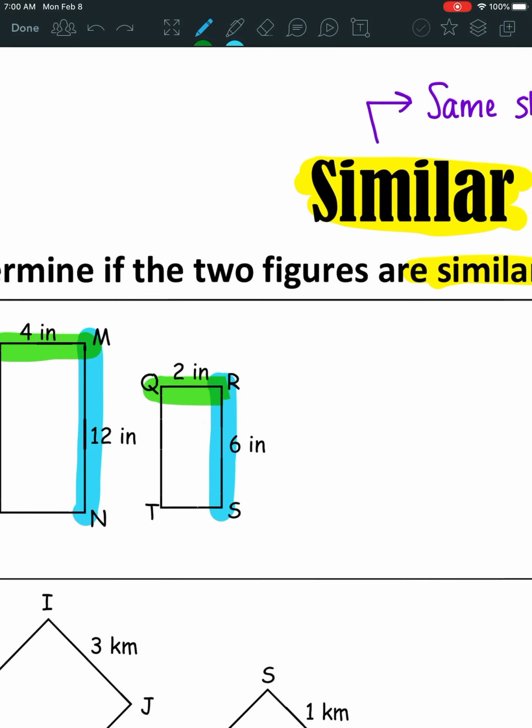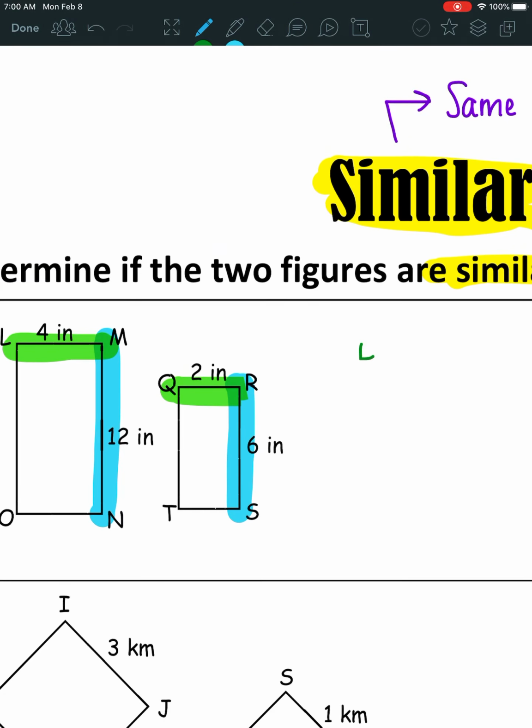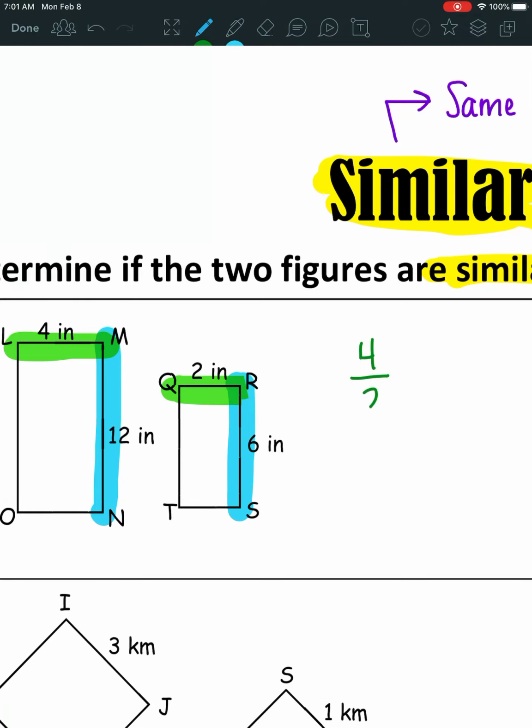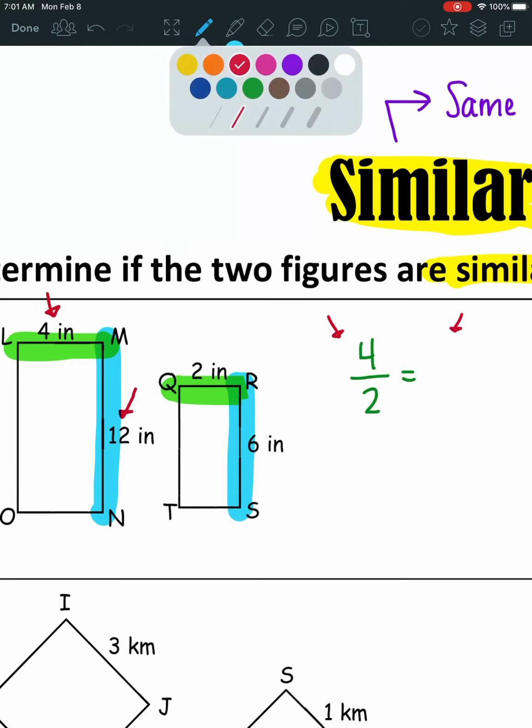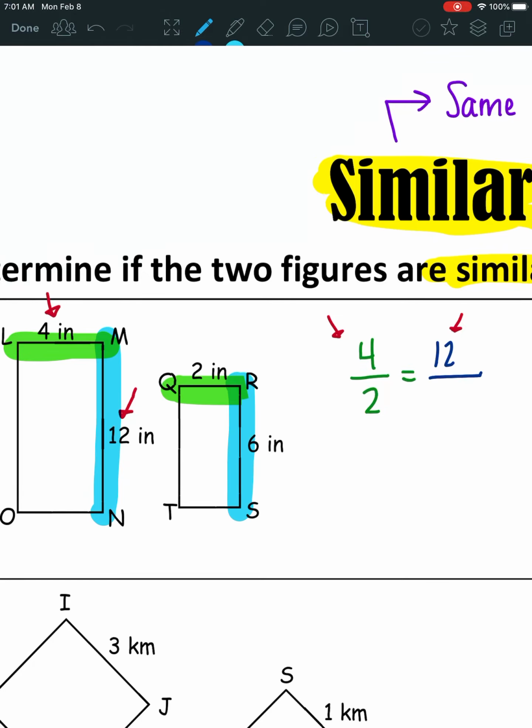So the first ratio we could use is LM, the first rectangle, 4 inches, and we're comparing that to 2 inches. Now in the second ratio, since on top the first rectangle's side length came on top, that means that the first rectangle's other side length also has to go on top. So we want to put 12 inches on top in the second fraction, and then 6 on the bottom. That way everything on the top is from the first rectangle, everything on the bottom is from the second rectangle, and those corresponding sides match up.